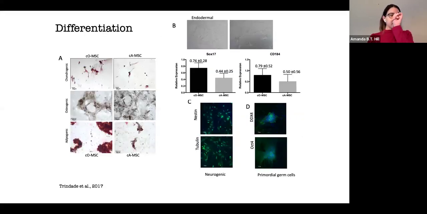In regards to their differentiation ability, the ovarian MSC have a wide differentiation capability. As we can see in this figure, they successfully underwent not only the mesodermal lineage, as we can see here, such as osteogenic, adipogenic, and chondrogenic lineage, but also successfully differentiated into neurogenic, endodermal precursor, and even primordial germ cell lineages.